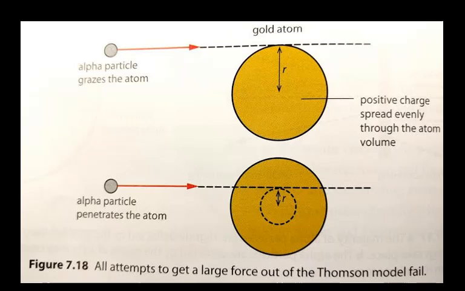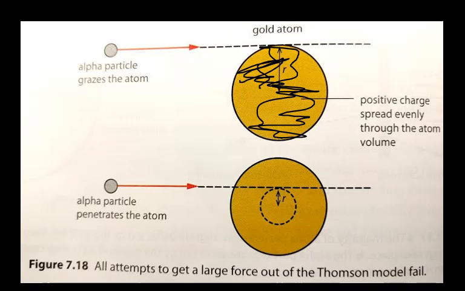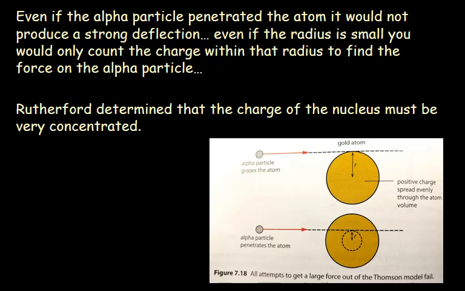This is another picture of it here, trying to figure out a way that the alpha particle can have a deflection with a gold atom. If it's all spread out here, if the positive charge is this whole blob and the alpha particle grazes the atom, you're not going to get much force. And even if it penetrates the atom, it doesn't matter, because over the small radius there's not as much positive charge, so it would just pass through. Even if the radius is small, you'd only count the charge within that small radius, so there wouldn't be much push on it, and it would not produce this long deflection.